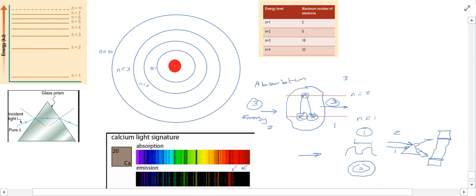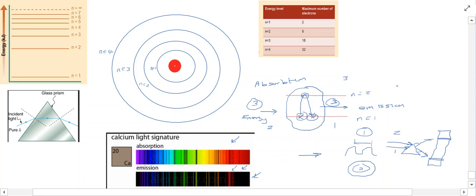So it can absorb energy, and then when it gives the energy out, it's emission. So the energy is being emitted. So that's where we get these two different types of spectra. We can have a line spectra and we can have an absorption spectra.